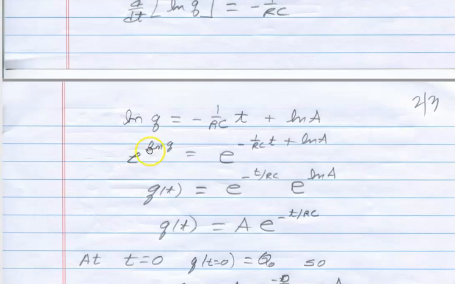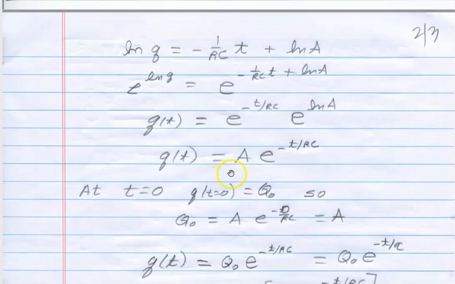The e to the natural log, they're inverse functions, so this side just becomes q of t. The sum can be written as a product. That's just using, again, the properties of exponentials, e to the minus t over RC, times, since it's a plus here, this simply becomes times e to the log a. And that shows you why I chose it in that form, because these natural log and the exponent are just inverse functions, and so this term just reduces to a. And so I get a particularly simple solution. Q of t is a e to the minus t over RC.